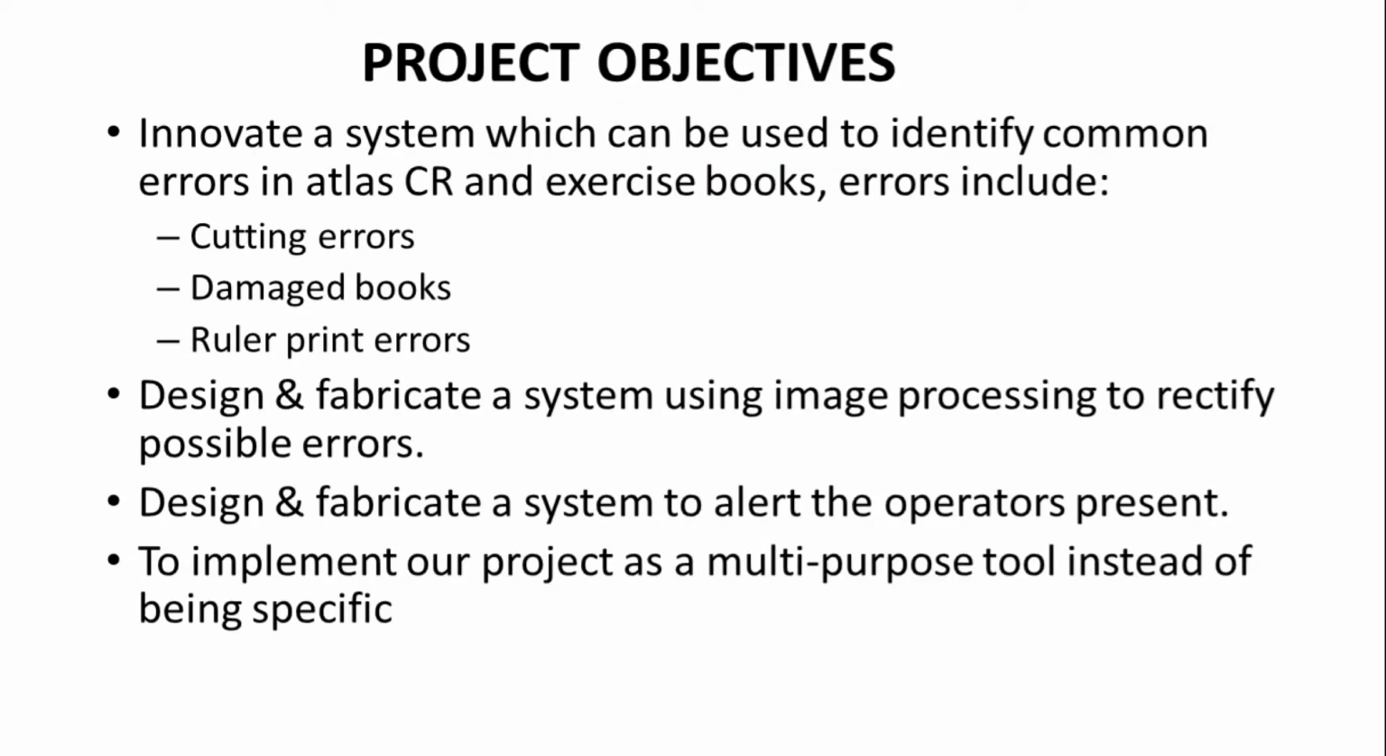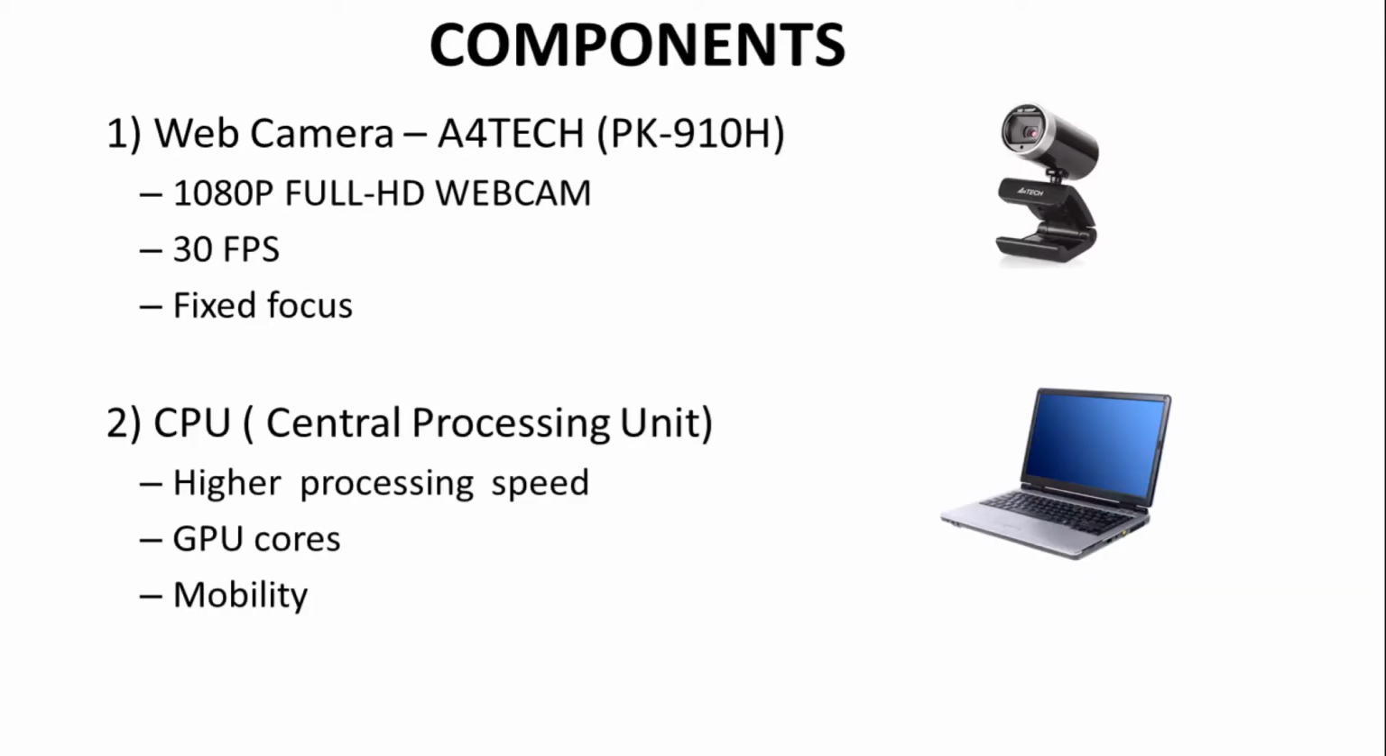Our project objectives were to innovate a system which can be used to identify common errors in Atlas CR and exercise books, which are cutting errors, damaged books, and rule printing errors. After that, design and fabricate a system using image processing to rectify the possible errors. Afterwards, design and fabricate a system to alert the operator at the moment. Then implement our project as a multi-purpose tool instead of a specific tool.